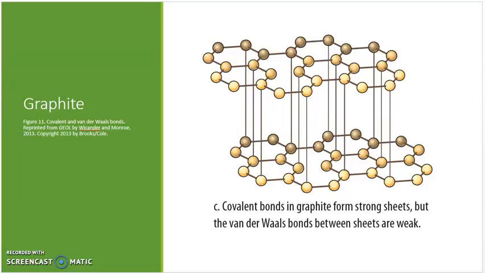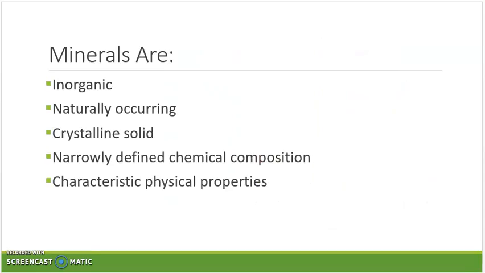This is what makes graphite so useful for pencil leads. When a pencil point is moved across a piece of paper, small pieces of graphite that are only held together by very weak bonds flake off and stick to the paper, allowing us to write.